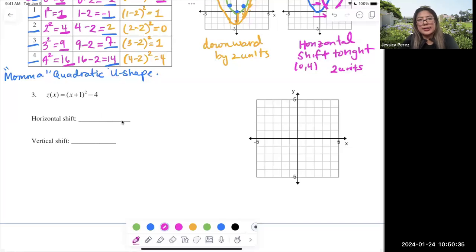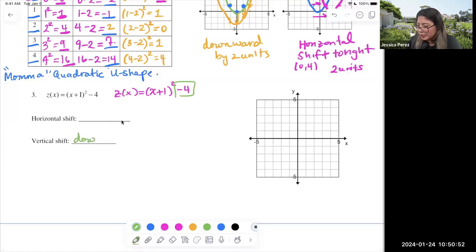Now, what if we want to recognize the type of shifting? Well, if we notice here, we have z of x equal to x plus 1 squared minus 4. We notice that there's a subtraction on the outside. This means this is a vertical shift down 4 units from the original function. What is the original function? What is mama? Mama is x squared because you have a quadratic right there, and you have a horizontal shift, and this is going to go to the left 1 unit.